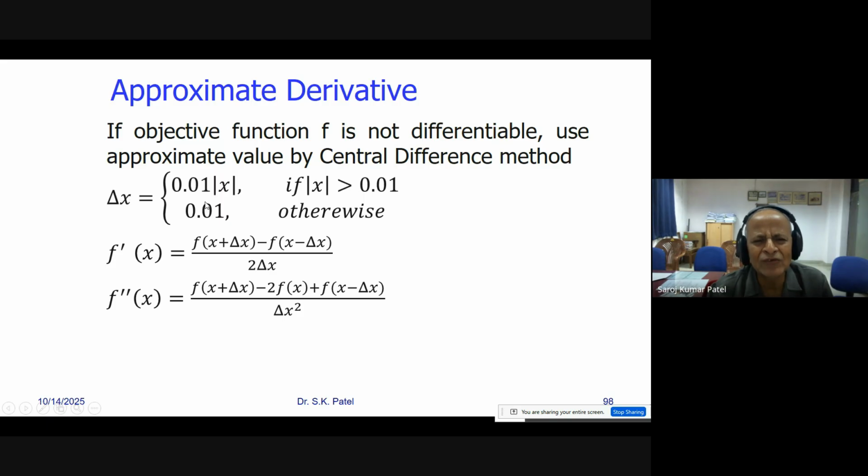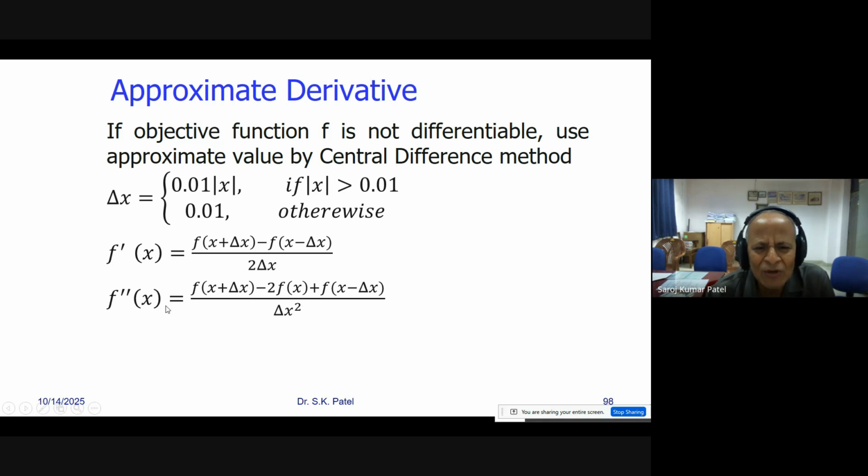So the minimum value of delta x will be 0.01. If x value is more than 0.01, you take the 1% of that, will be delta x. And x plus delta x, you find out f value, x minus delta x, you find out the f value. Take their difference. Because first derivative is nothing but the rate of increase of the function values with respect to the increase in x values. So between these 2 points, x minus delta x and x plus delta x, the width is 2 delta x. So divided by the change in x, which is 2 delta x. Change in f of x is the numerator. So the ratio will be first derivative.